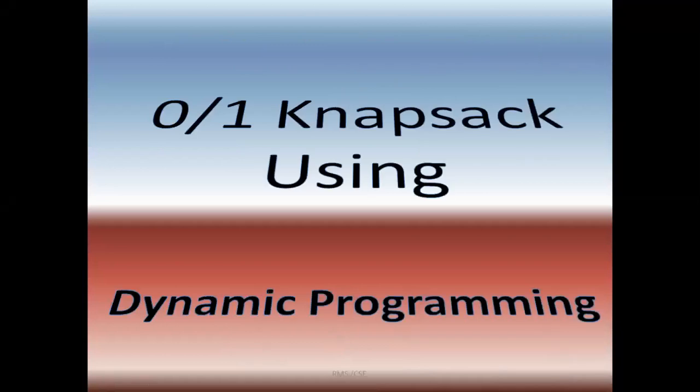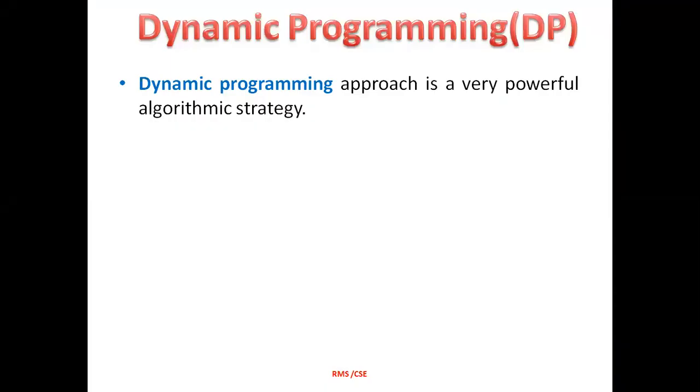Hi friends, happy morning. In the last session, I discussed the zero-one knapsack problem using dynamic programming to find the optimal solution. Today I continue with finding the objects which are selected to get that optimal solution, to get that maximum profit. Before that, let me recall what dynamic programming is.